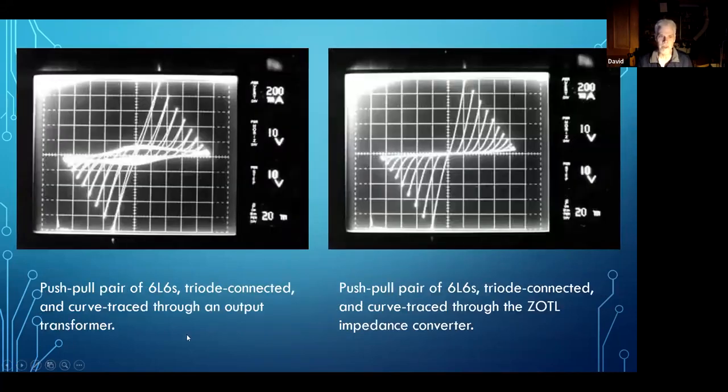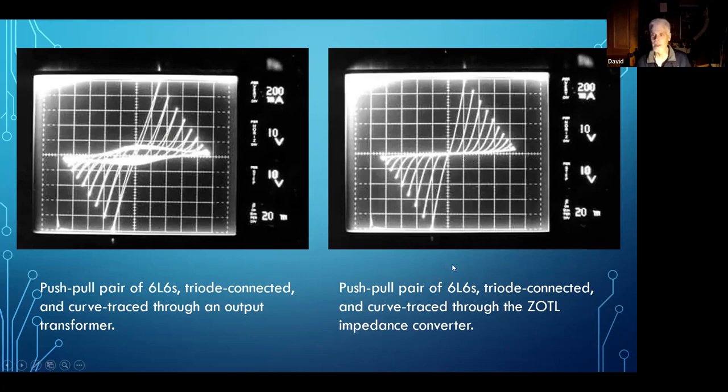And just for chagrins, okay, let's use a push-pull pair of 6L6s, triode connected and curve traced through an output transformer. So I've used a curve tracer in the AC mode, and curve traced through a transformer, and you get kind of a mess. You do the same thing through the ZOTL circuit, and all the goo goes away. The goo is, you get looping here, which is a mixture of hysteresis and low frequency limitation. This is hysteresis goo here. So none of that is present with the ZOTL.